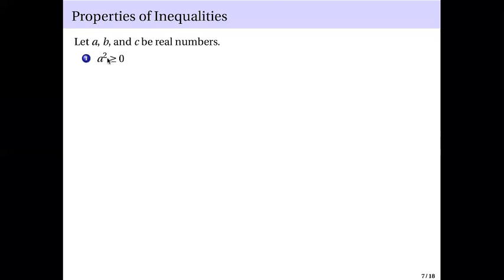If A is equal to 0, of course, 0 squared, it's still 0. So you have the equality. Okay? But whatever number you have, negative number or positive number, if you square it, you will get greater than 0. For A equals 0, you have the 0. Okay?